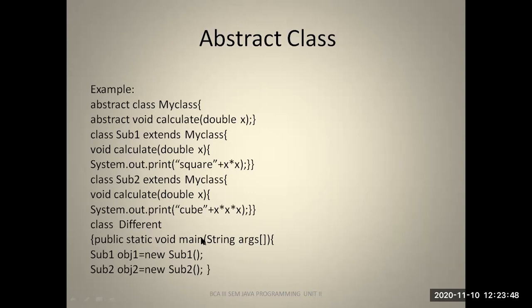This is one kind of polymorphism. Next, in the main method, we create different types of objects and call all those calculate methods of Subclass1 and Subclass2. So this is about abstract classes.